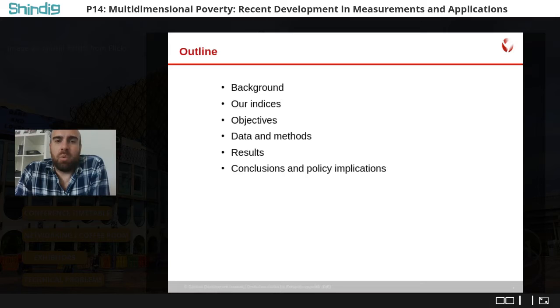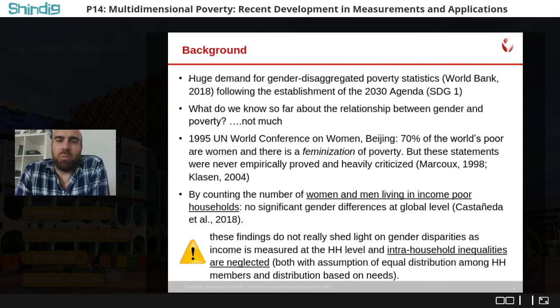In the next slide, we start with the background of the paper. Especially since the inception of the SDGs, there is a huge demand for a better understanding of the gender differences in poverty levels. This comes from, for example, SDG 1, which mentions directly poverty of males and females, but of course also SDG 5, whose main focus is gender equality. The reason why there is such a huge need for data is that, despite these policy issues being very relevant, we do not know much about them empirically until now. In the previous decades, what we knew were mainly figures based on anecdotal evidence or announcements made at famous conferences.